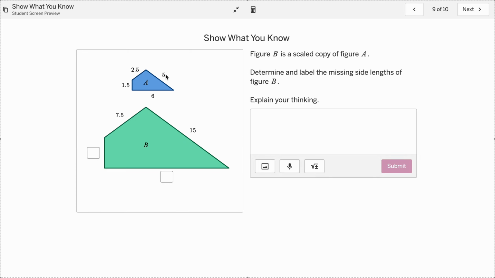So what do I have to multiply 5 by to get to 15? I know immediately that's 3. So my scale factor has to be 3. 5 times 3 is 15. 2.5 times 3 is 7.5. 1.5 times 3 is 6 times 3 is what? And you can then put your explanation here and also give me your answers there.